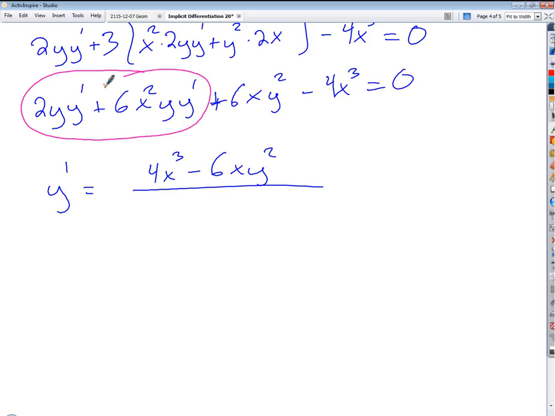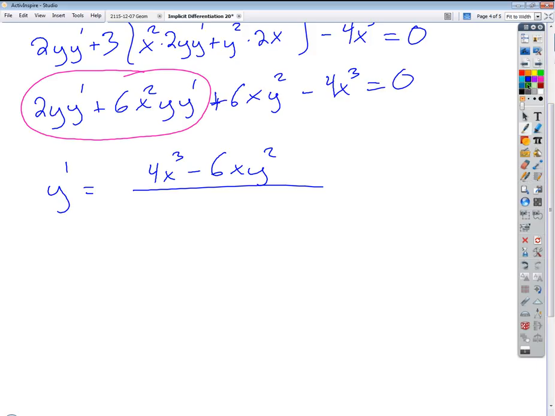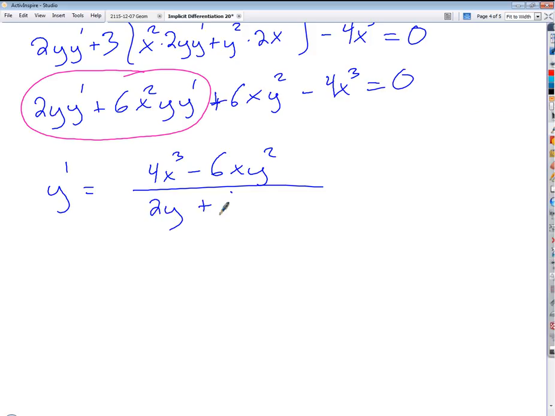Yeah. And we're going to factor out a y prime, and whatever's left over is just going to get divided away to the denominator of the other side. So what's left over? 2y. Yeah, this is going to give us a 2y plus 6x squared y. That's our answer.